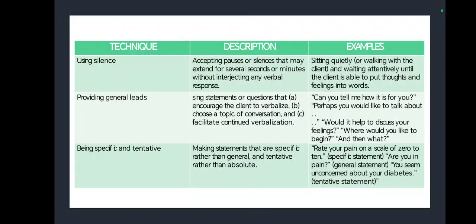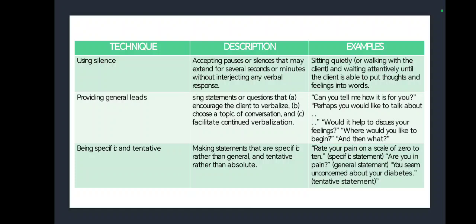Next, we have using silence. This means accepting pauses or silences that may extend for several seconds or minutes without interjecting any verbals. So, sitting quietly and waiting attentively until the client is able to put thoughts and feelings into words. If you give time to your patient to collect their ideas, their emotions, their feelings, then probably they can give a good response to certain questions.